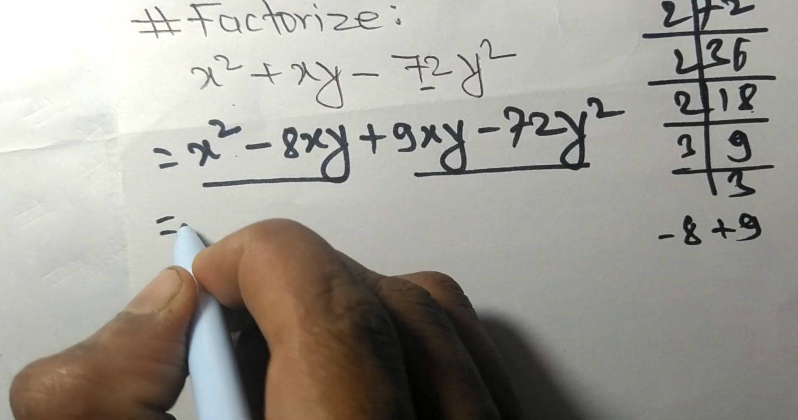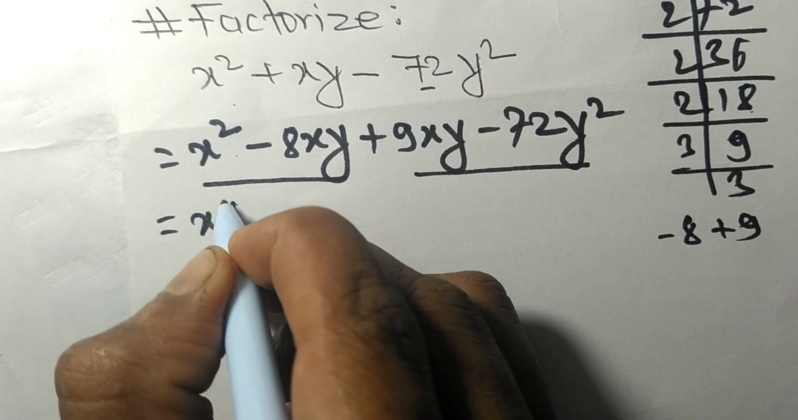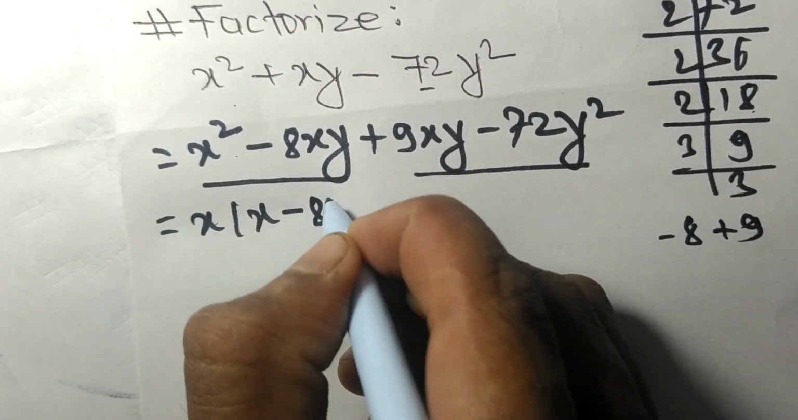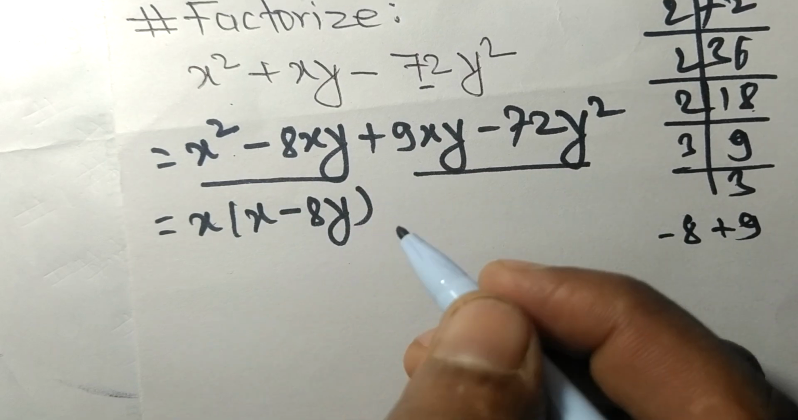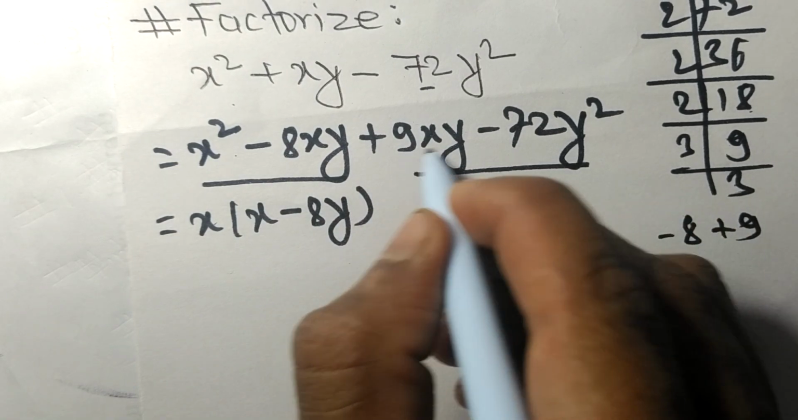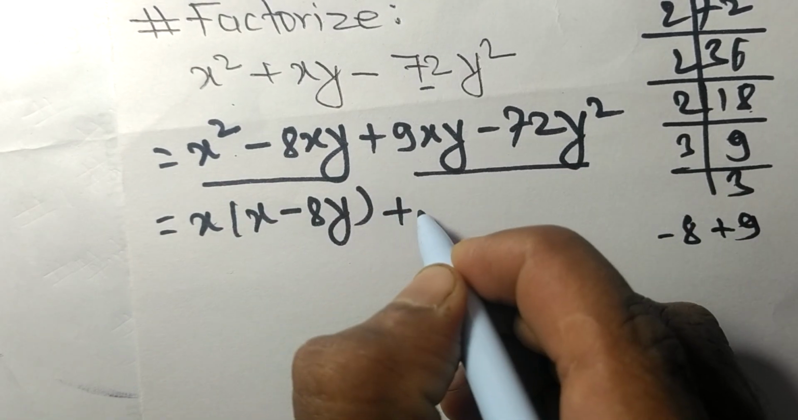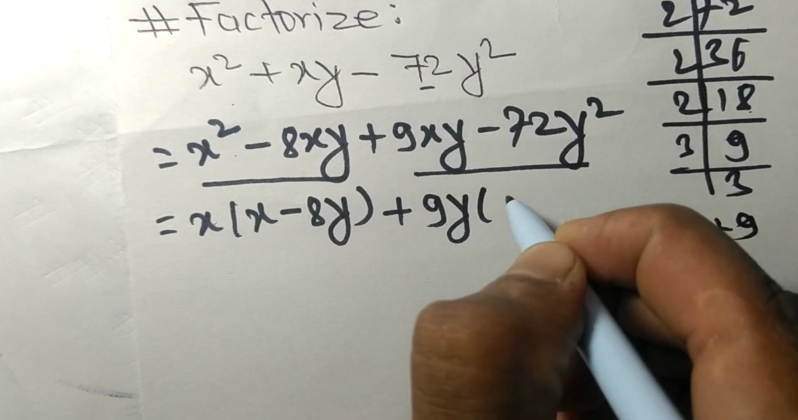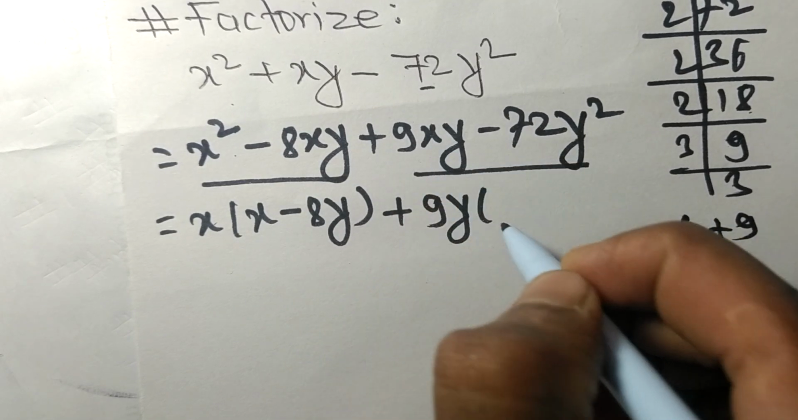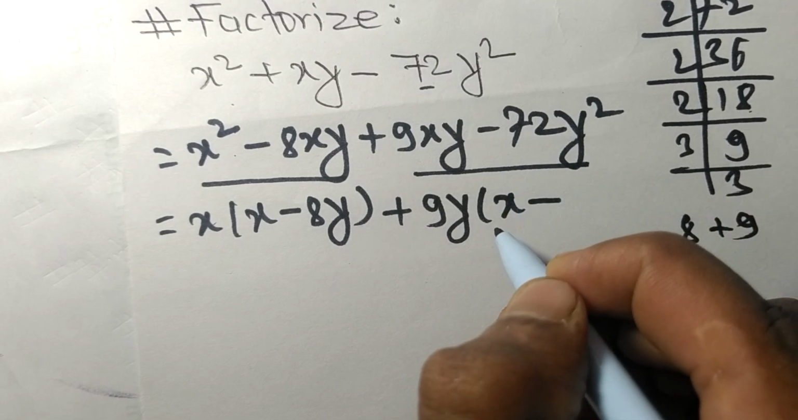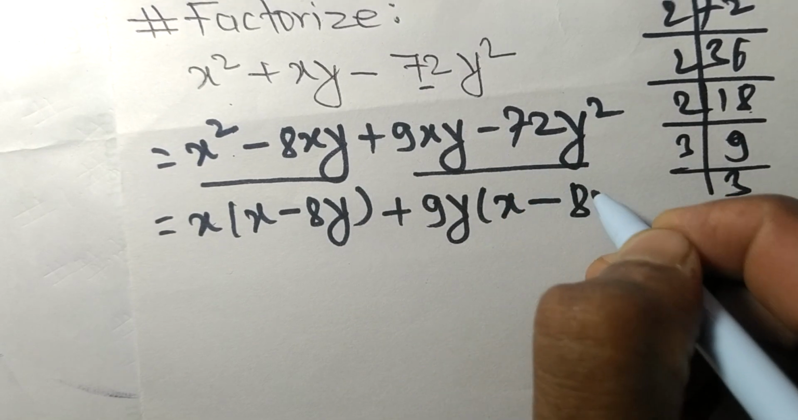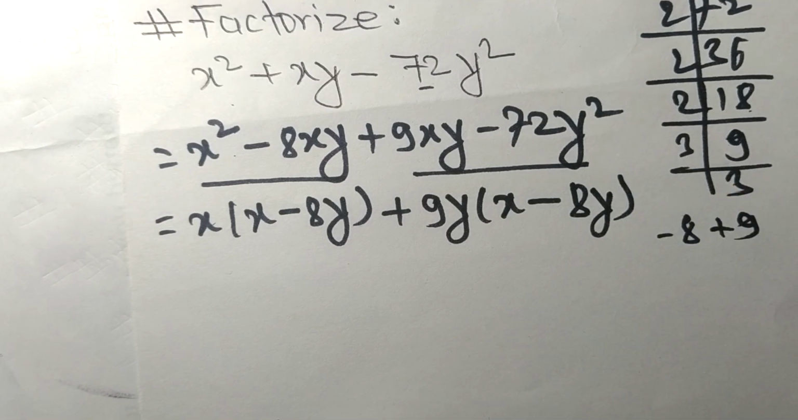So the common here is x. So the remainder in the first is x and in the last is minus 8y. Like the common in these both is first 9 and another one is y. So the remainder in the first is x, minus 9 times 8 means 72, and the second one is y.